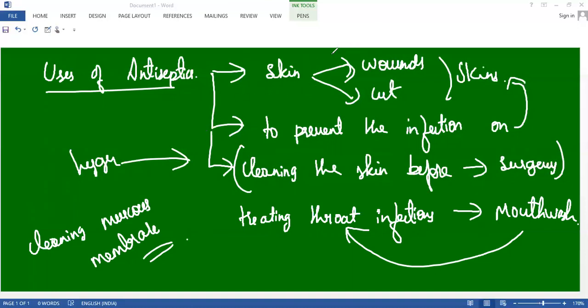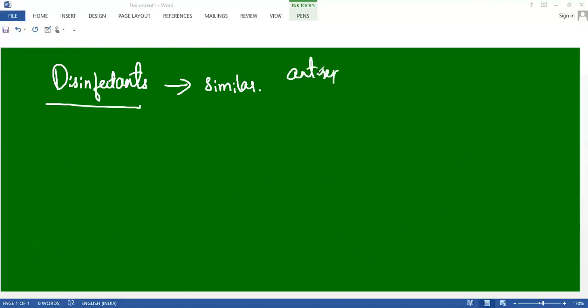Now let us know about disinfectants, what they are, what their uses are, and also the difference between them. As we are comparing antiseptics and disinfectants, some things will be similar and we have some differences also. Similar in the sense that both antiseptics and disinfectants are chemicals. So these are the similarities.